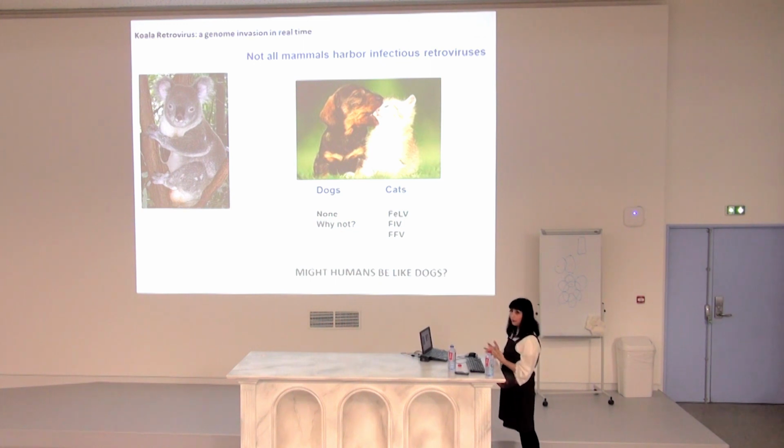A cat has retroviruses, feline leukemia virus and FIV, which is a lentivirus similar to HIV. But I was just thinking that dogs don't have a retrovirus. We never had the chance to isolate a retrovirus in dogs, apart from some footprints in the dog genome. Might humans be like dogs? I don't think so, because it's too late.